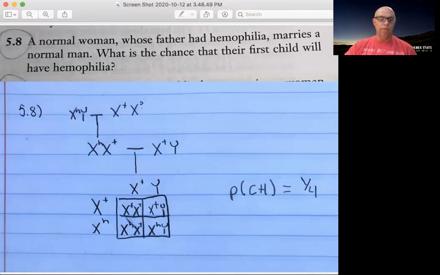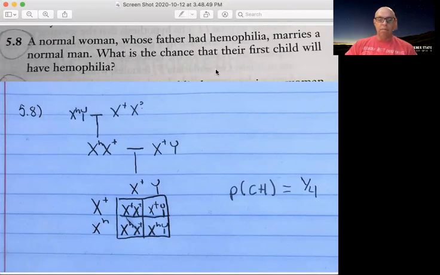Okay, so it's a pretty straightforward one. A normal woman whose father had hemophilia marries a normal man. So you have to know that hemophilia is a sex-linked characteristic from the chapter. But you just start out with a normal woman, so you do XX, and you know she has normal blood type, or wild type, so she has to have at least one wild type allele. You know that from just that first little part of the sentence.